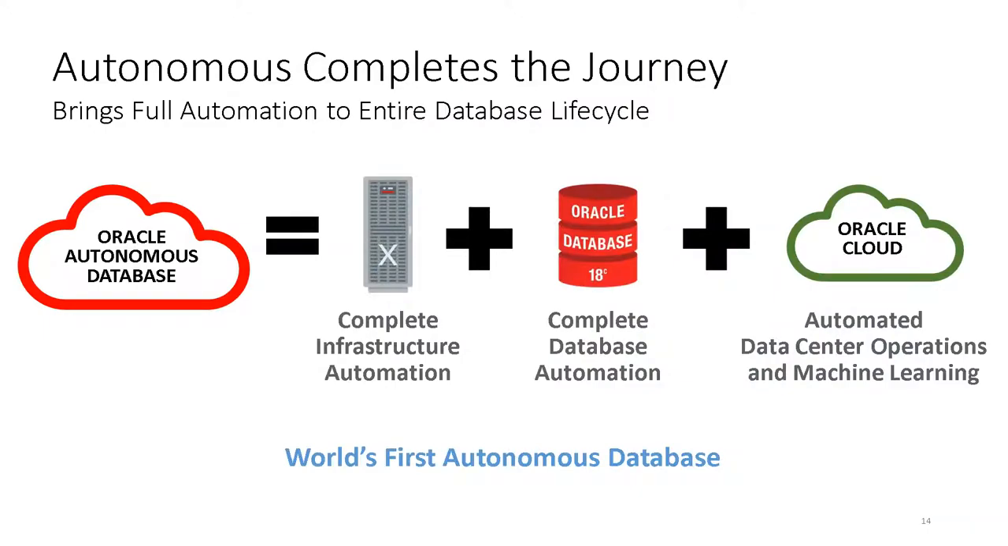So what is autonomous, and why does it complete the journey for us? Autonomous today is a sum total of complete infrastructure automation, complete database automation, and lastly, automated data center operations, which have machine learning embedded and built into them. With those three pillars, we get a new product called Oracle Autonomous Database that you can spin up in less than 30 seconds and in as few as 4 steps.